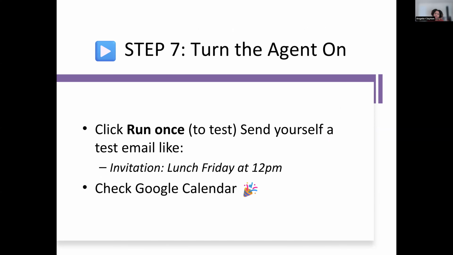And then the next thing you're going to do is run it. Once you run it, if you have it set to watch emails, and the email was already sitting in your inbox, you're not going to be able to see it. But for me, I sent myself an email after, since I used the search emails. I ran it once, and then I sent an email to myself that said invitation lunch Friday at noon. And it automatically sent it to my calendar.